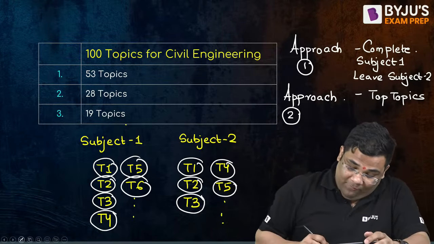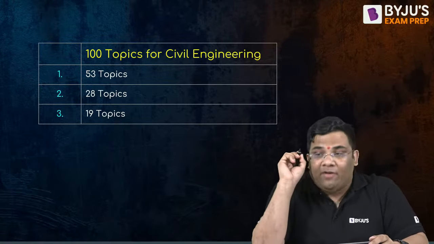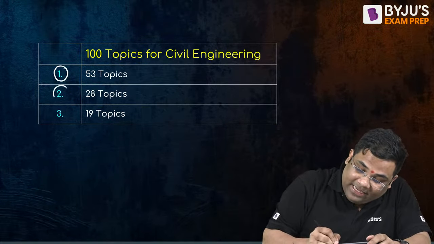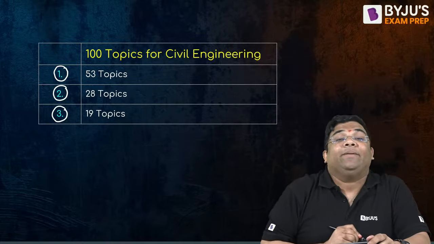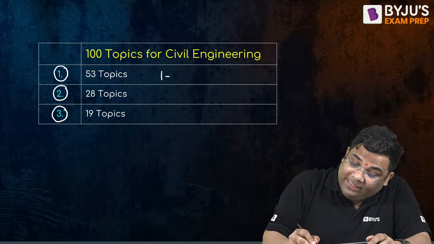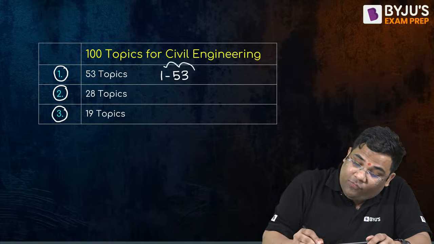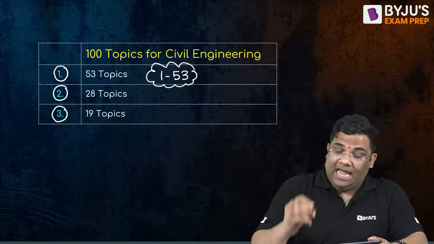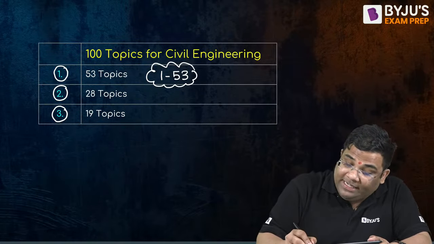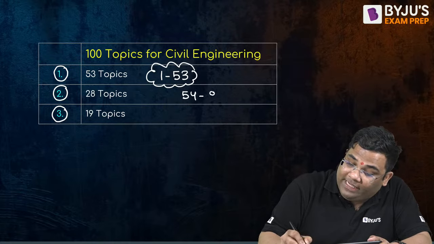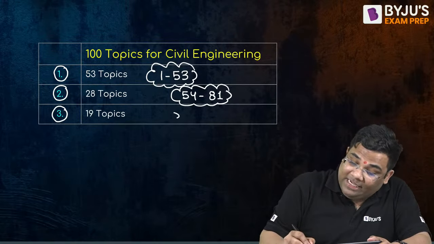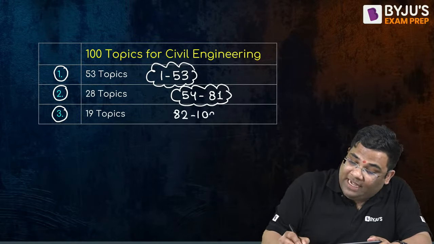Yes. So therefore, what I have done is I have divided the entire civil engineering into three categories. Category 1, Category 2, and Category 3. In Category 1, we have 53 topics. And your first priority will be to complete these 53 topics. And then Category 2 has 28 topics, means from 54 to 81, 28 topics. And then you should complete Category 2. And at last, we have these 19 topics. And this you should see at the end.